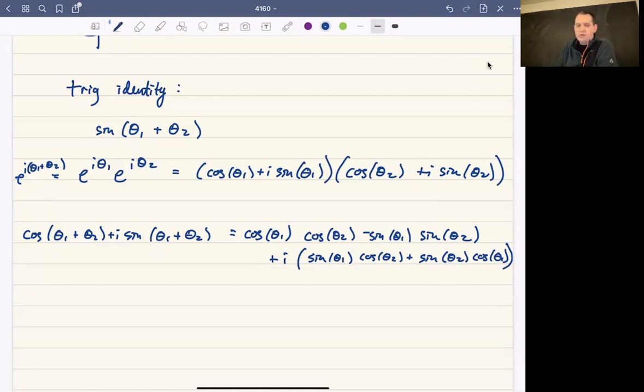What you can do now is just compare the real parts. Since these are two expressions that are equal, that means they have the same real parts and the same imaginary parts.